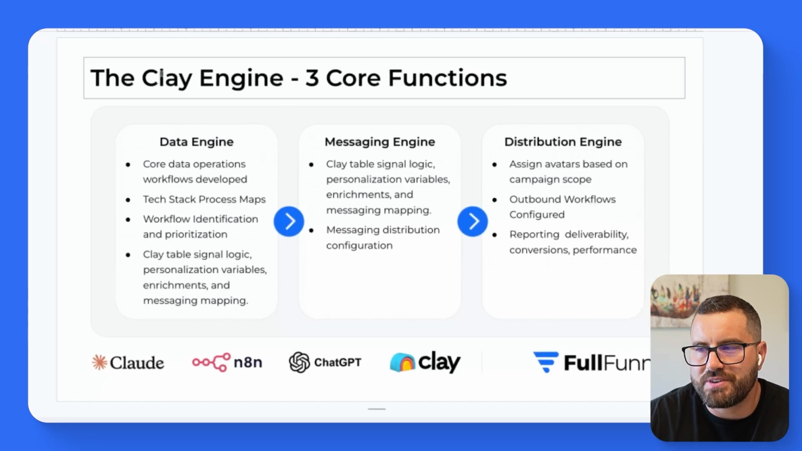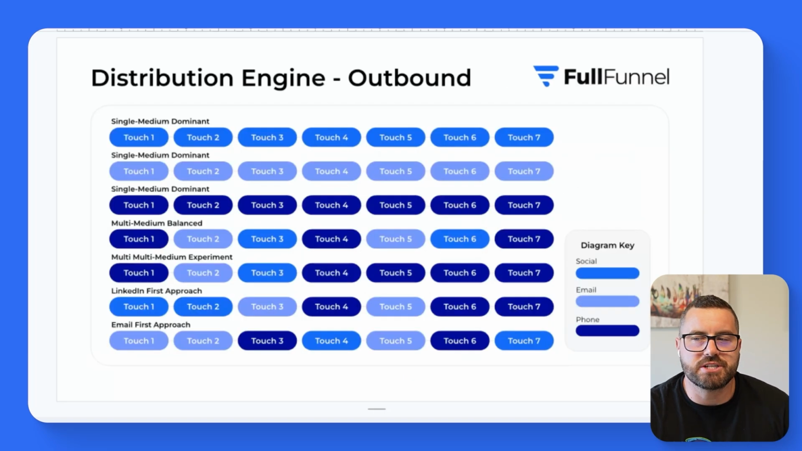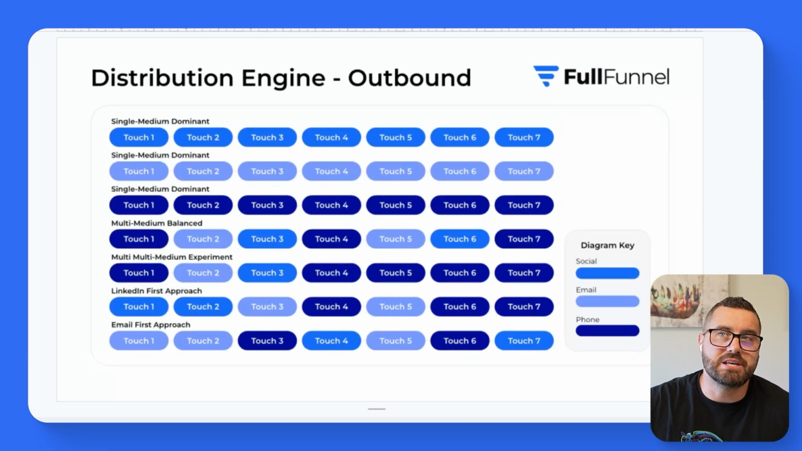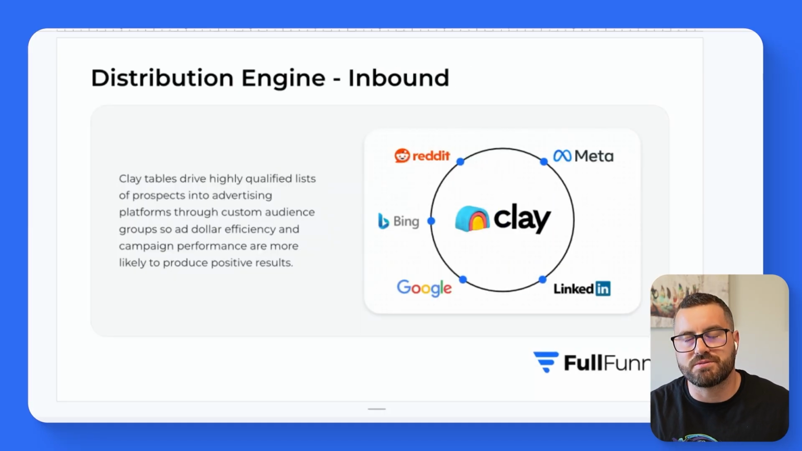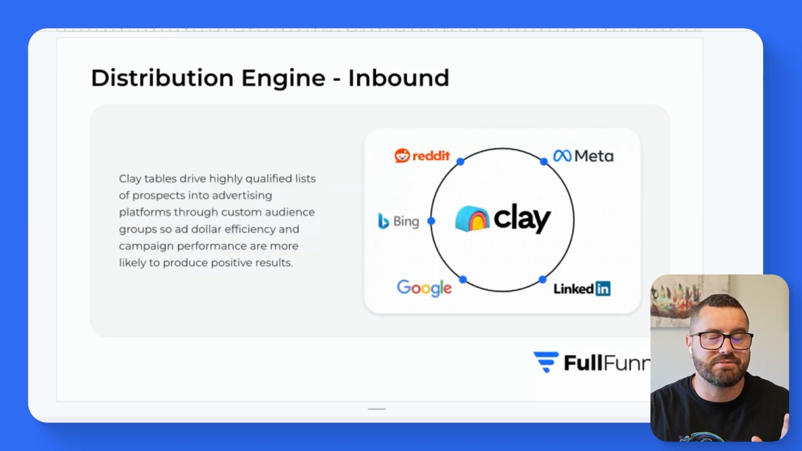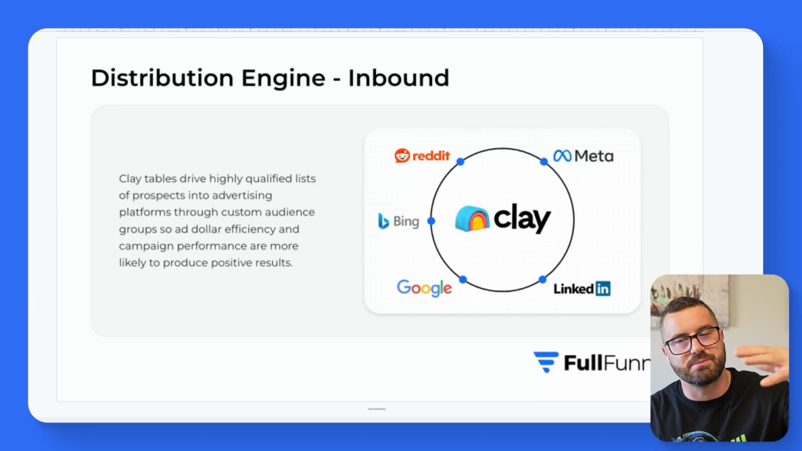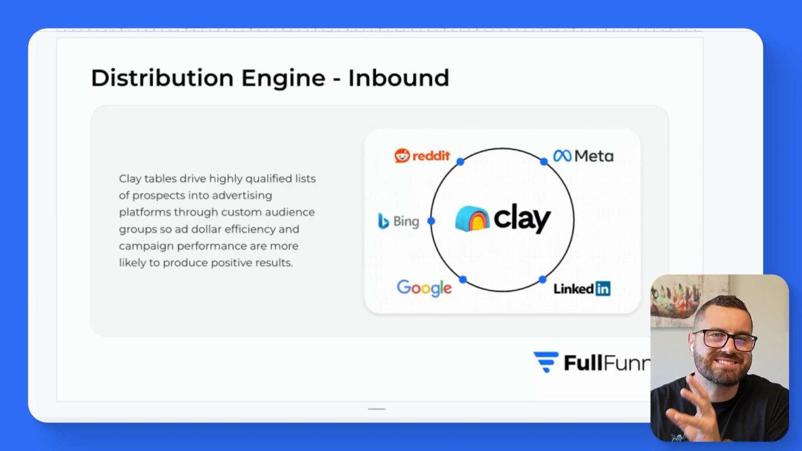Next up is what is effectively the distribution engine. Now remember, distribution is outbound and inbound. For outbound: email, phone, social, and occasionally text. For inbound, you're going to have a variety of different workflow opportunities, but you also have the opportunity to take those distilled lists that we just showed you how to build and use them as custom audience groups for your top, middle, and bottom of the funnel advertising.